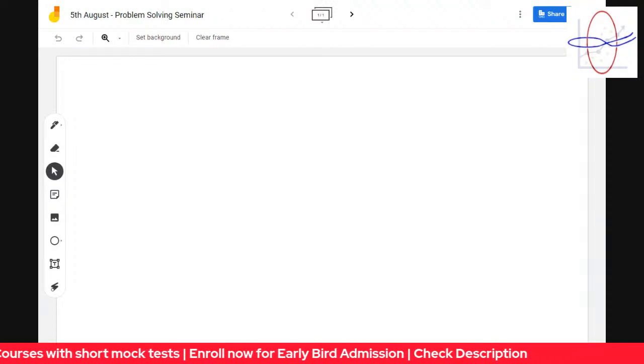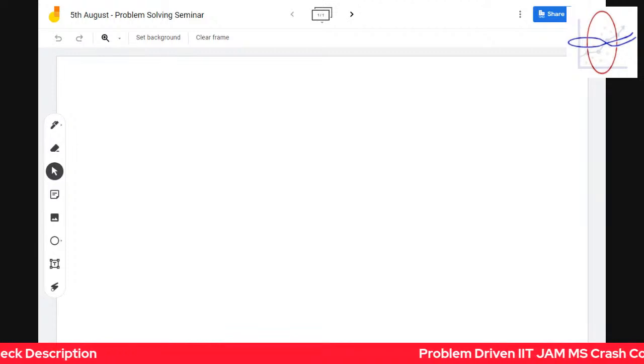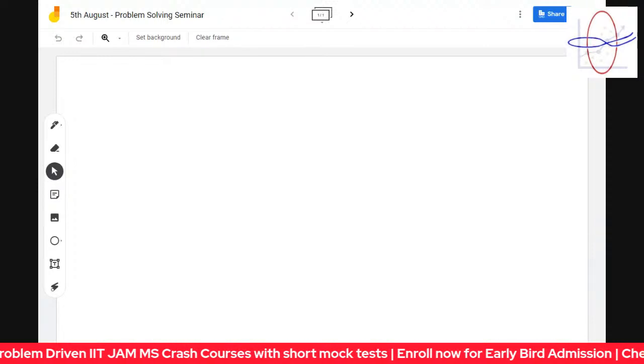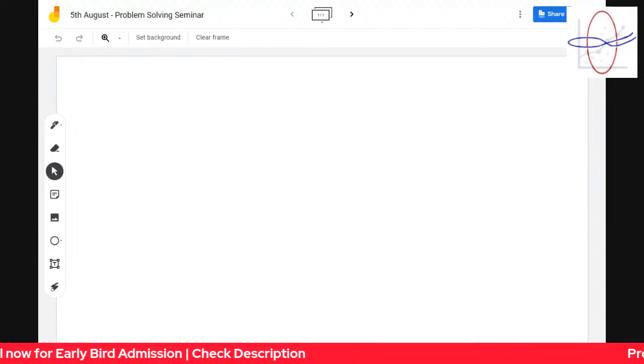Another update is that this class is being transformed from a 1 hour class to a 1.5 hour class, based on our students' proposal to make it more problem-oriented, to celebrate problem solving more. I think it will be helpful for the students. So let's get started, guys, without further ado.